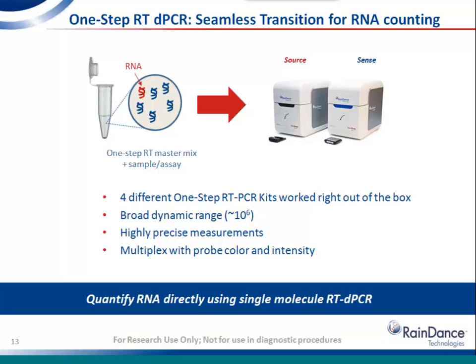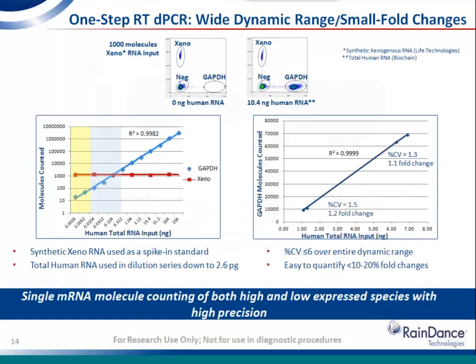And what we found was the same broad dynamic range, 6 logs, the same precision, and the ability to do multiplexing with color and intensity that we saw with DNA. All of these features are completely enabled for quantifying RNA. First, I will show you some of the data demonstrating the wide dynamic range and small fold changes that can be detected using this system.